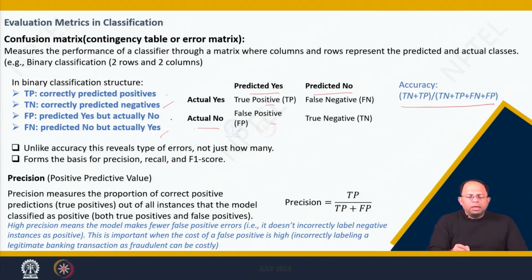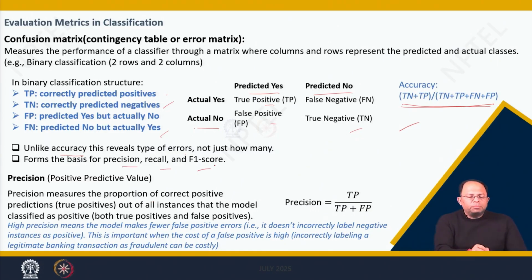Accuracy could be measured like this, but I can just measure accuracy without even doing this kind of a confusion matrix, right? I can just calculate the total number of positives, and then I can say what the accuracy of that particular prediction is. But unlike accuracy, if I divide the data in this particular way, it reveals the different types of errors, that is how many are false positives and so on. So, it forms the basis for some other metrics like precision, recall and F1 score.